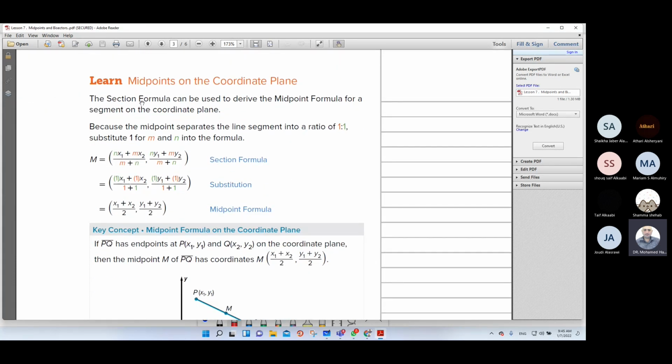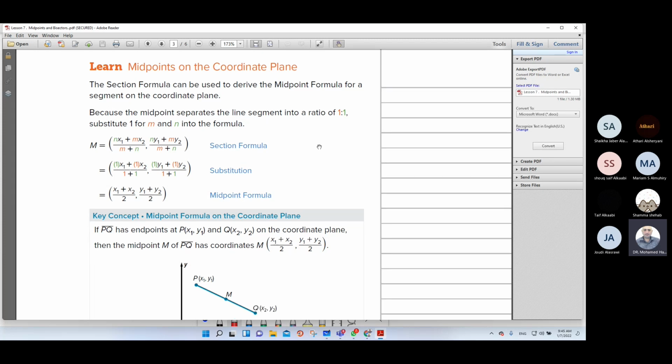Now, midpoints on the coordinate plane, and the previous idea on the number line. Now, in the coordinate plane, the section formula can be used to derive the midpoint formula for a segment. Because the midpoint separates the line segment into a ratio 1:1, it means the midpoint is in the middle, and the distance from the midpoint to the two endpoints is equal. So substitute 1 for m and n into the formula.